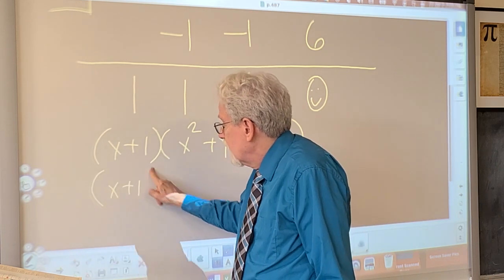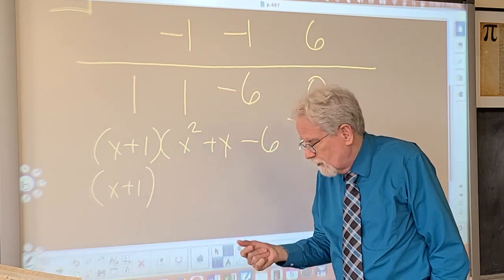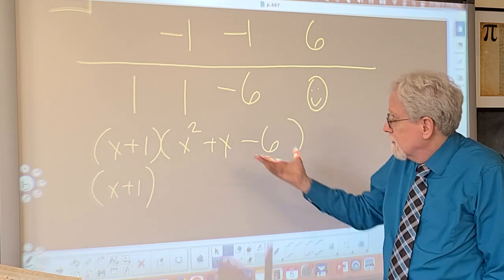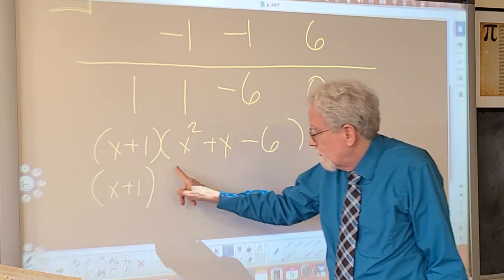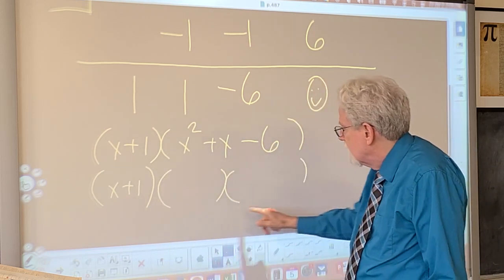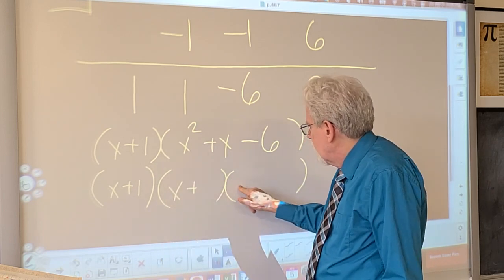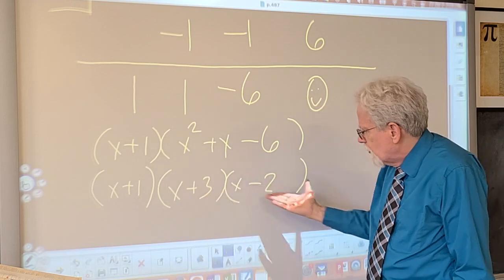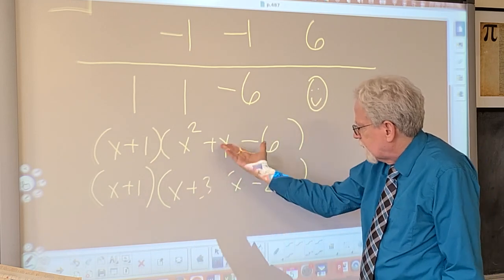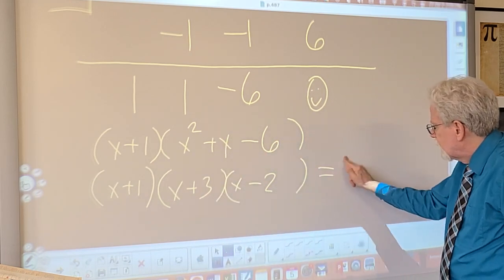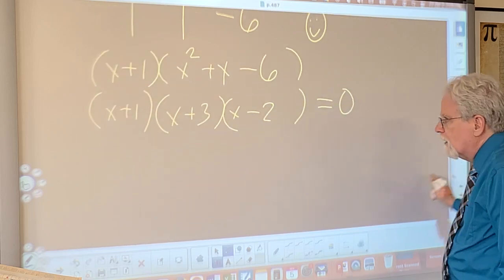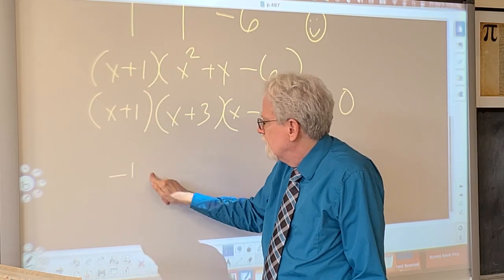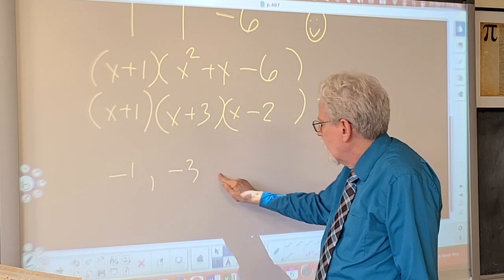X plus 1. Again, we could use synthetic division again to finish up here, but why bother when this guy is so easy to factor? It'll be x plus and x minus, a 3 and a 2. They multiply to give negative 6, they add to give positive 1, so we've got it, equals 0. So your solutions are negative 1, negative 3, and positive 2.